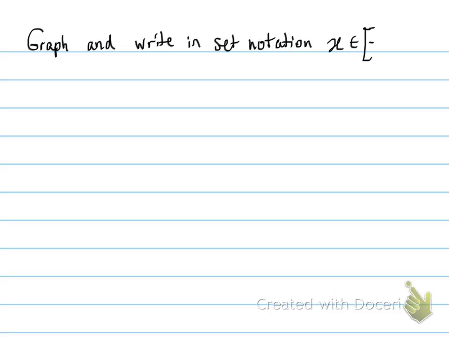Okay, next one. You're asked to graph and write in set notation: X belongs to the interval from -6 to -1. What does that mean? Well, let's look. We have a square bracket at the -6. We have a round bracket at -1. And that's what we need to solve.